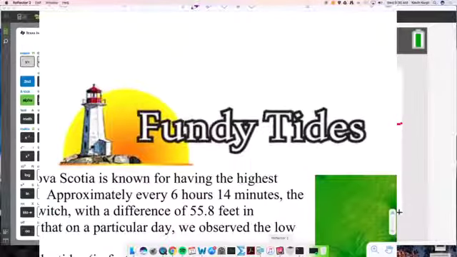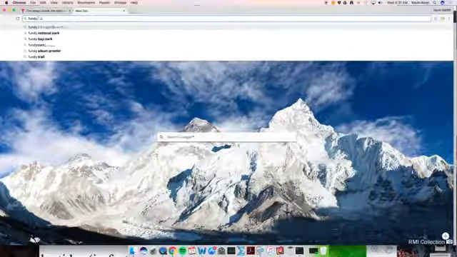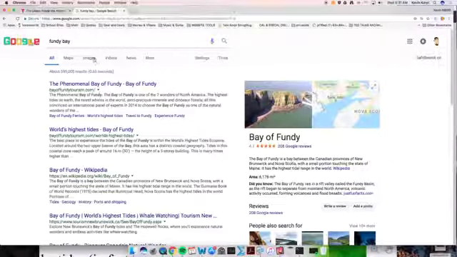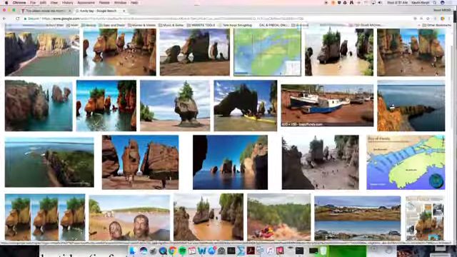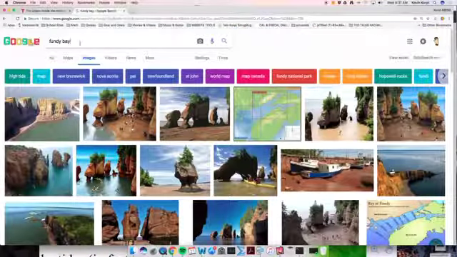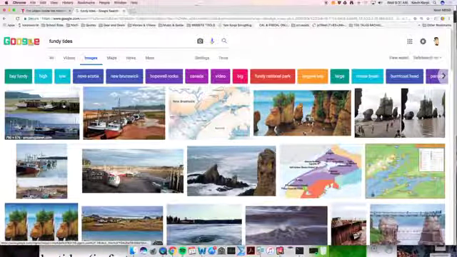Okay, Fundy tides. Anyone ever been to Nova Scotia? No one's ever been to Nova Scotia. Really? I haven't either. Okay. In Nova Scotia, you have Fundy Bay. Anyone ever heard of Fundy Bay? It's where things can get stranded pretty easily. Let me just type in Fundy tides. The Bay of Fundy, it's not called Fundy Bay, it's called the Bay of Fundy. It uses the passive voice.